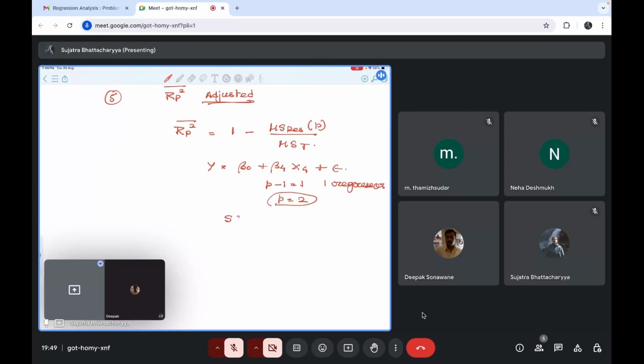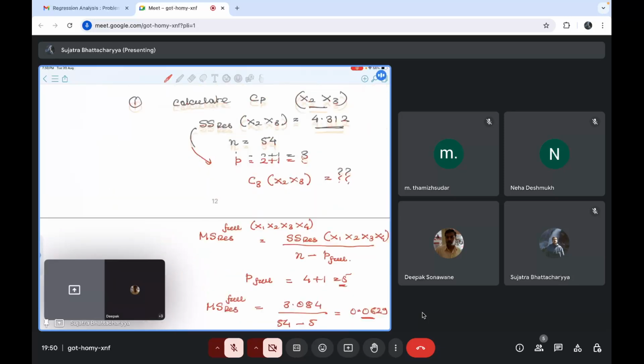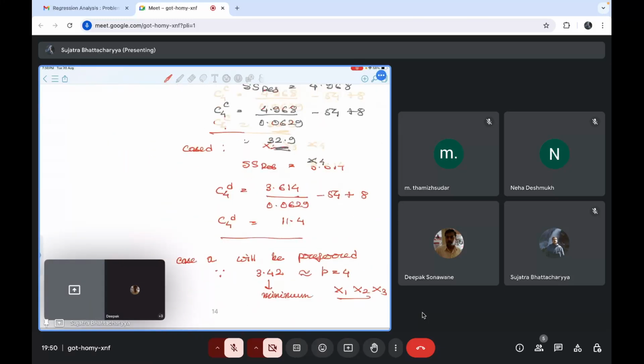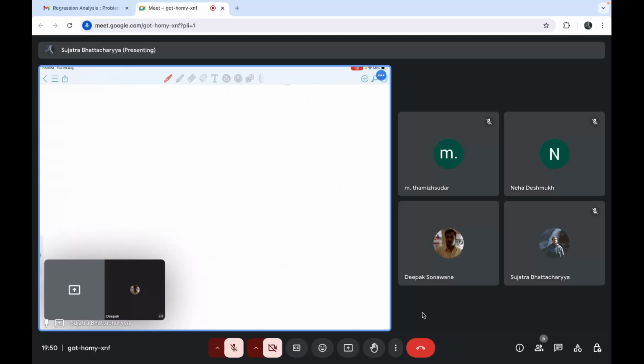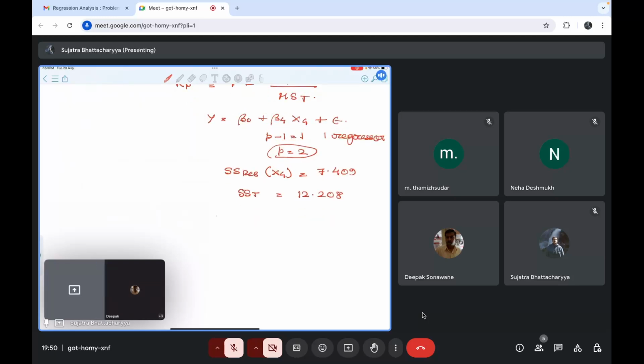Right? So what is SS residual for X4? Because that is the only regressor, right? So let us see. Where is the question? The long one. X4, right? 7.409. So this is 7.409. So what is SST by the way? SST is fixed, so it is 12.208. We have calculated. Okay. Now, what do we require?